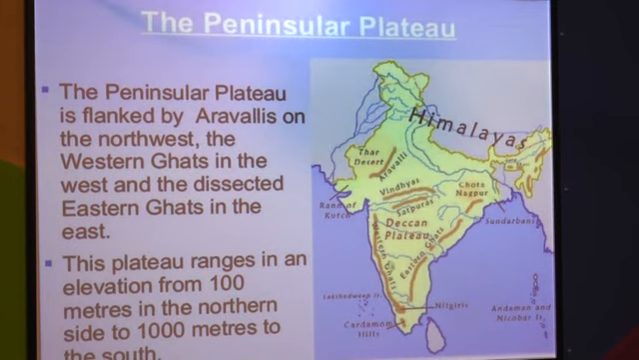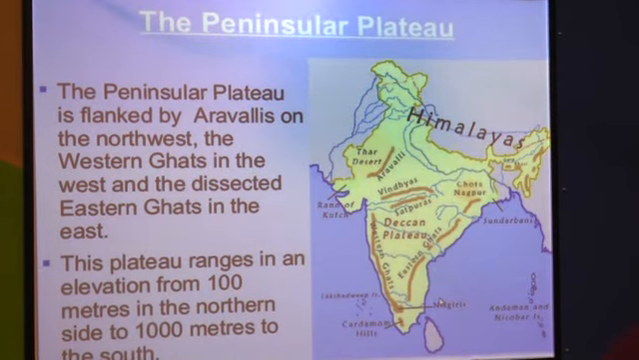It is triangular in shape, and this plateau ranges in elevation from 100 meter in the northern side to 1000 meter in the south side. When we discuss this area, mountains like the Himalayas are not found here in the southern part, but the elevation or height differs from north to south. In the northern part 100-meter height is there, and in the southern part 1000-meter height. This plateau consists of two broad divisions, namely the Central Highland and the Deccan Plateau.